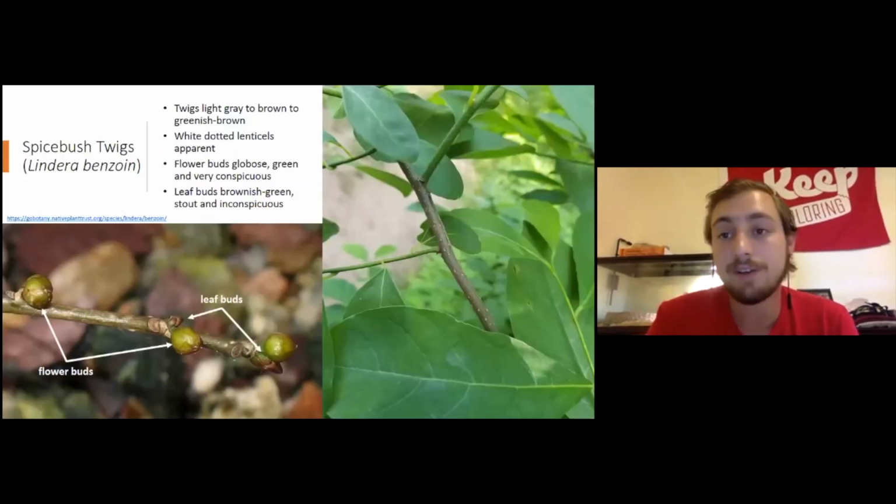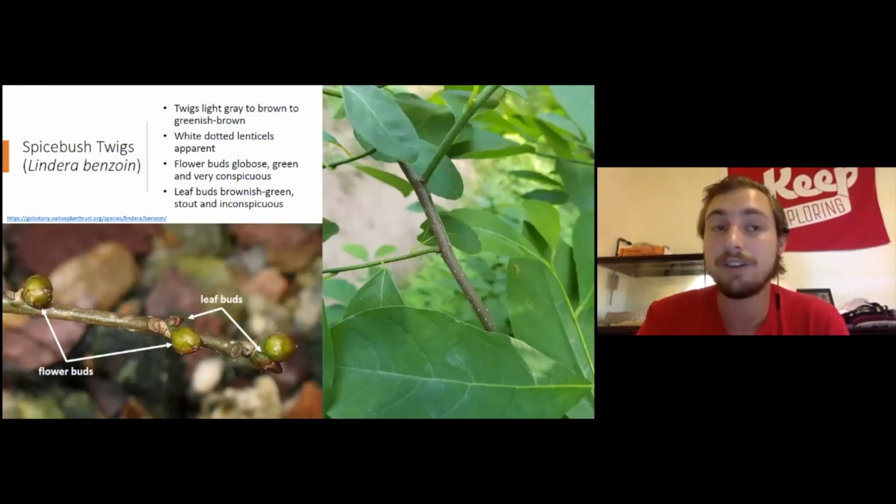So in the viburnum, our buds are not very distinct between flower and leaf buds, but in our spice bush, just like our flowering dogwood, those flower and leaf buds are very distinct between each other. The twigs are a nice light gray to brown, or as you see, more greenish brown. They have very apparent white dotted lenticels that are raised, and you can feel that texture when you are feeling the stem. You can feel those raised lenticels.